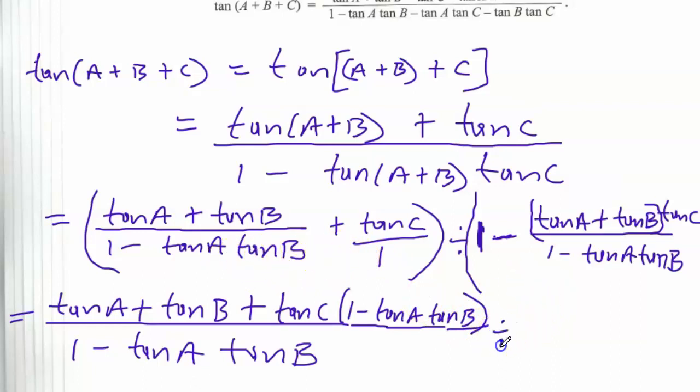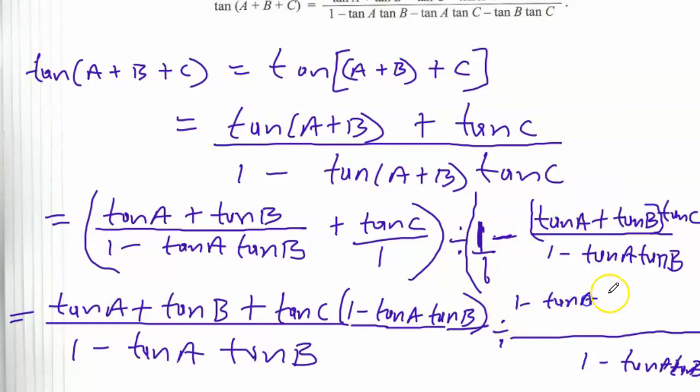Divide by, and we're doing the exact same thing here. The common denominator is 1 minus tan A tan B, and we put the 1 over 1 and multiply by 1 minus tan A tan B also. So we have 1 minus tan A tan B, minus, and again, tan C times tan A plus tan B.